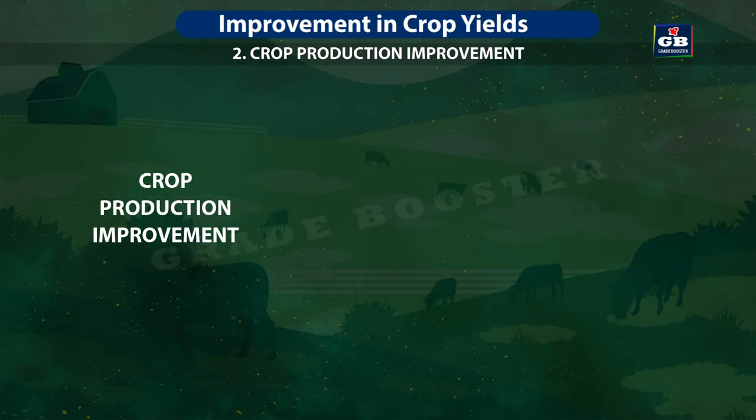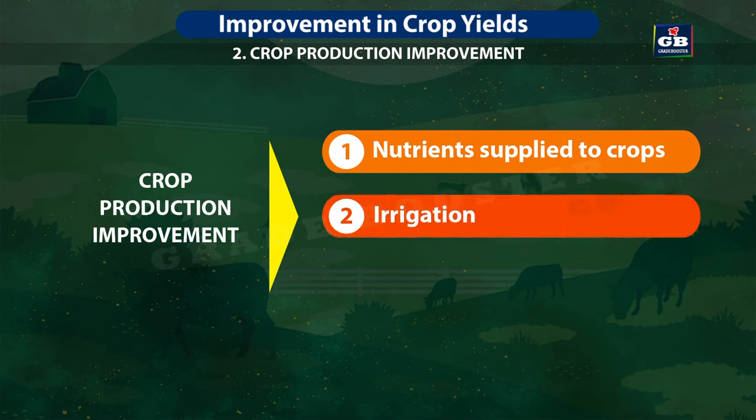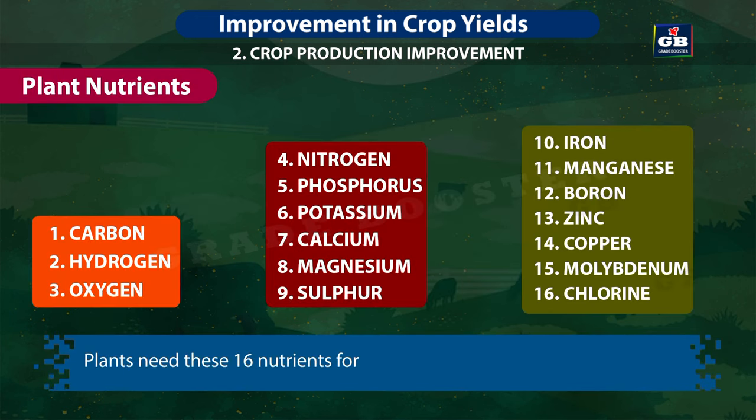Crop production improvement is dependent on three factors. 1. Nutrients supplied to the crops. 2. Irrigation. And 3. Cropping patterns. Nutrients. Plants need these 16 nutrients for their proper growth and development.